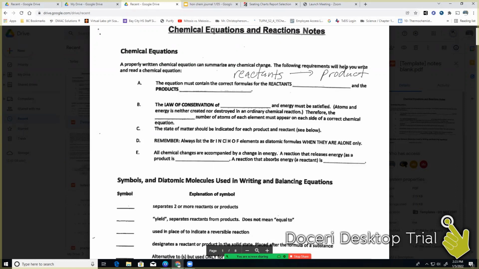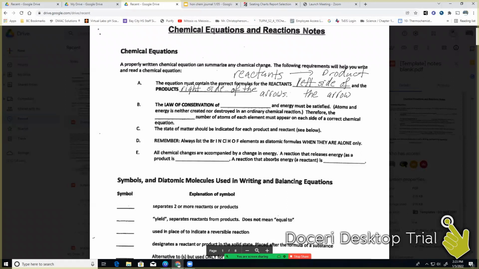So the equation must contain the correct formula for the reactants, and those would be on the right side. No, not the right side. Sorry, y'all. How about the left side of the arrow. That would be my reactants, what I start with, and then my products would be on the right side of the arrow. So start with your reactants, they undergo some kind of chemical change, and you end up with your products.